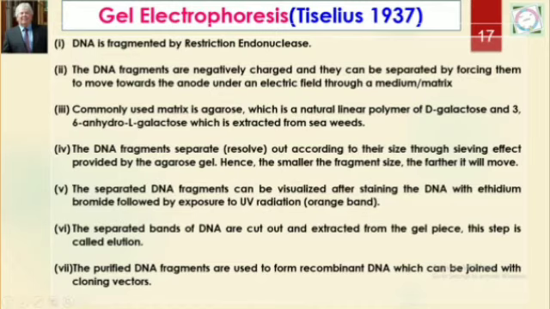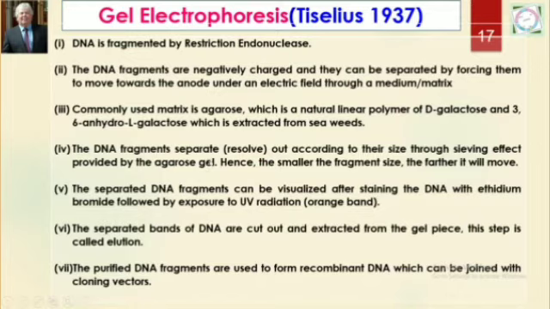Tiselius devised this in 1937, and the DNA fragments are negatively charged and they can be separated by forcing them to move towards the anode under an electric field through a medium or matrix. The commonly used matrix is agarose, which is extracted from seaweeds. It's a natural linear polymer of D-galactose and 3,6-anhydro-L-galactose. The DNA fragments separate according to their size through the sieving effect provided by the agarose gel. So smaller fragments will move farther.